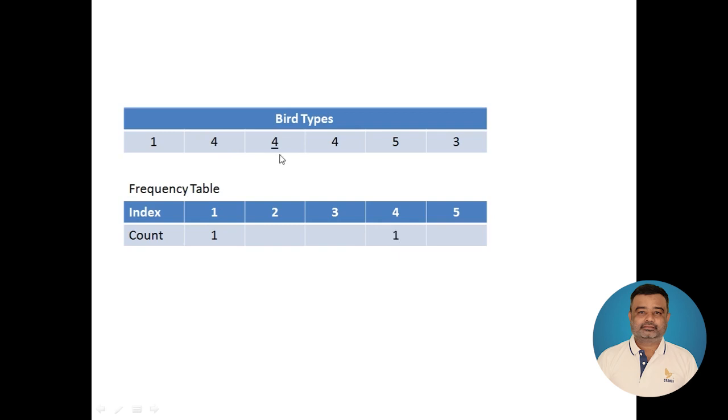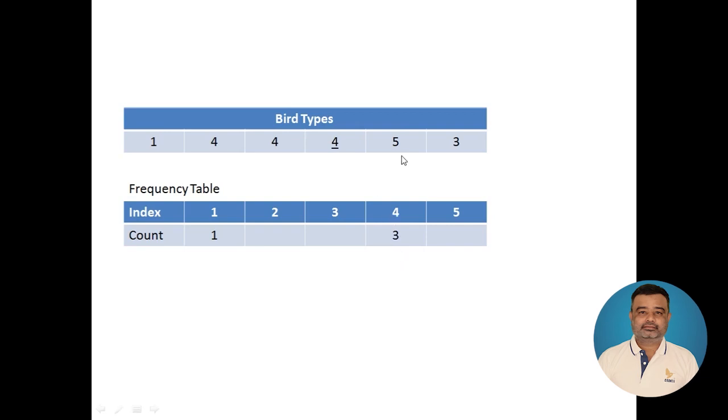Then I'll go to the third one here. Again, it is of type 4. I'll go to the frequency table and update from 1 to 2. Then I'll go to the fourth element, which is again of type 4. I'll go to the frequency table and update the value from 2 to 3.